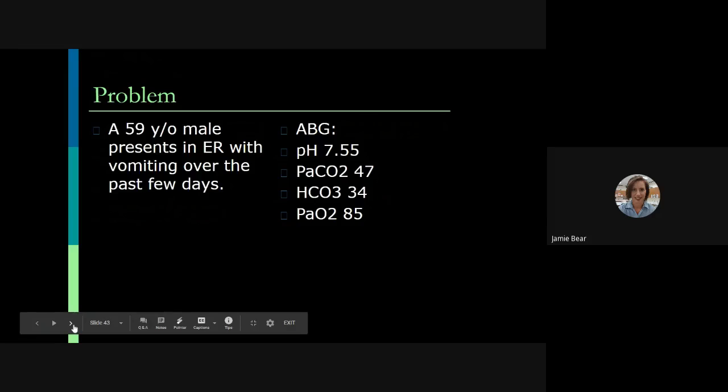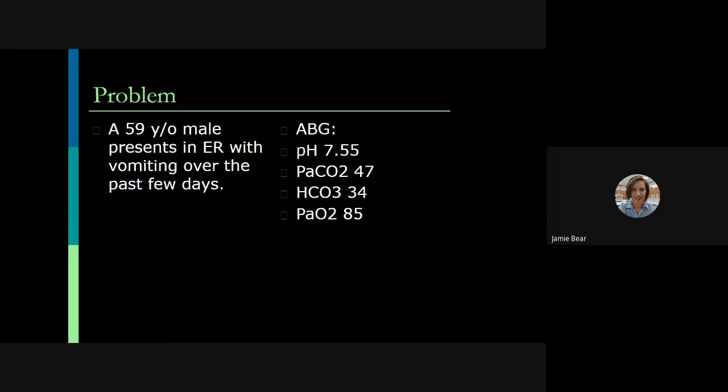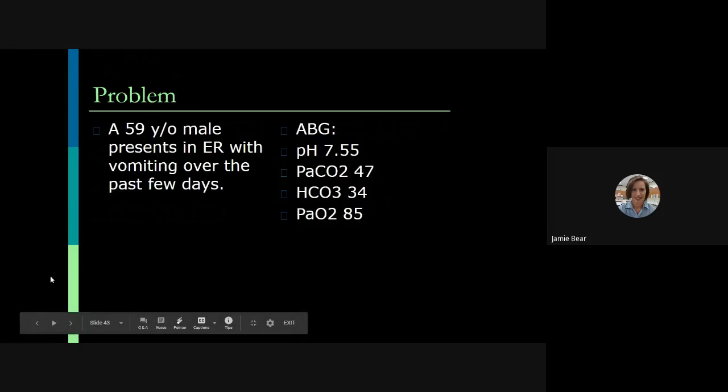A 59-year-old male presents in the ER with vomiting over the past few days. The ABG is 7.55, 47, 34, and 85. So this patient has a partially compensated metabolic alkalosis with normal oxygenation.